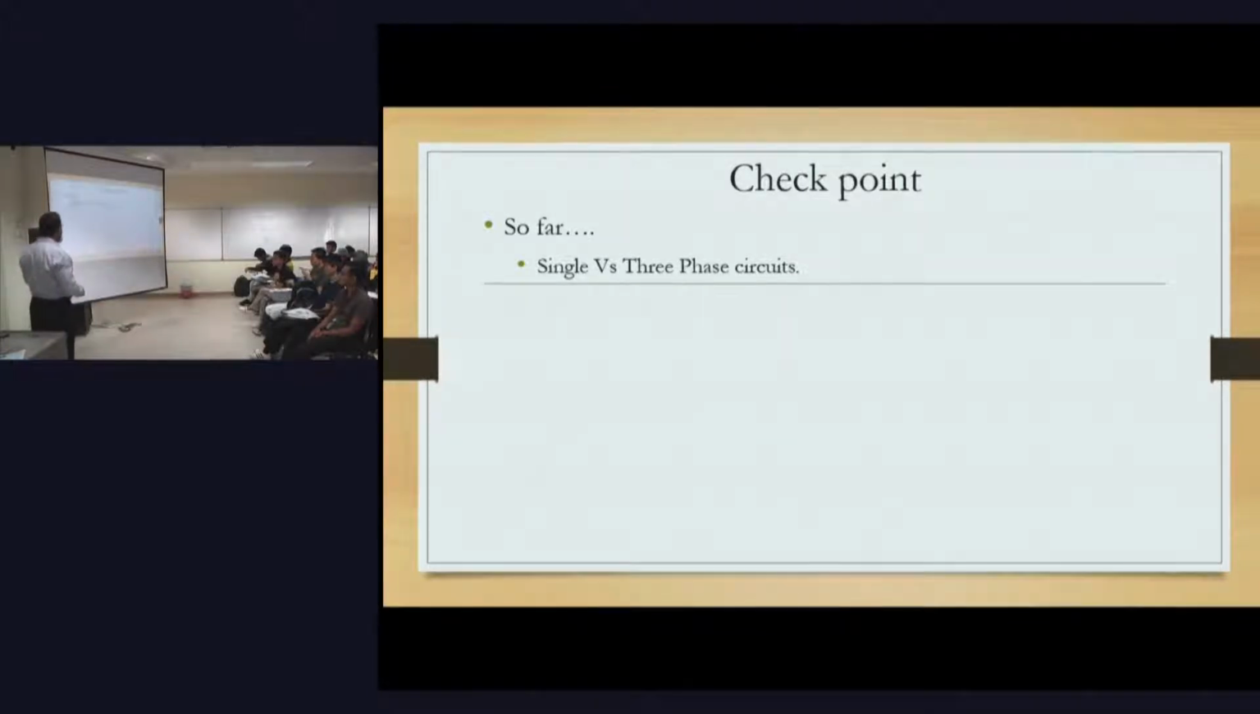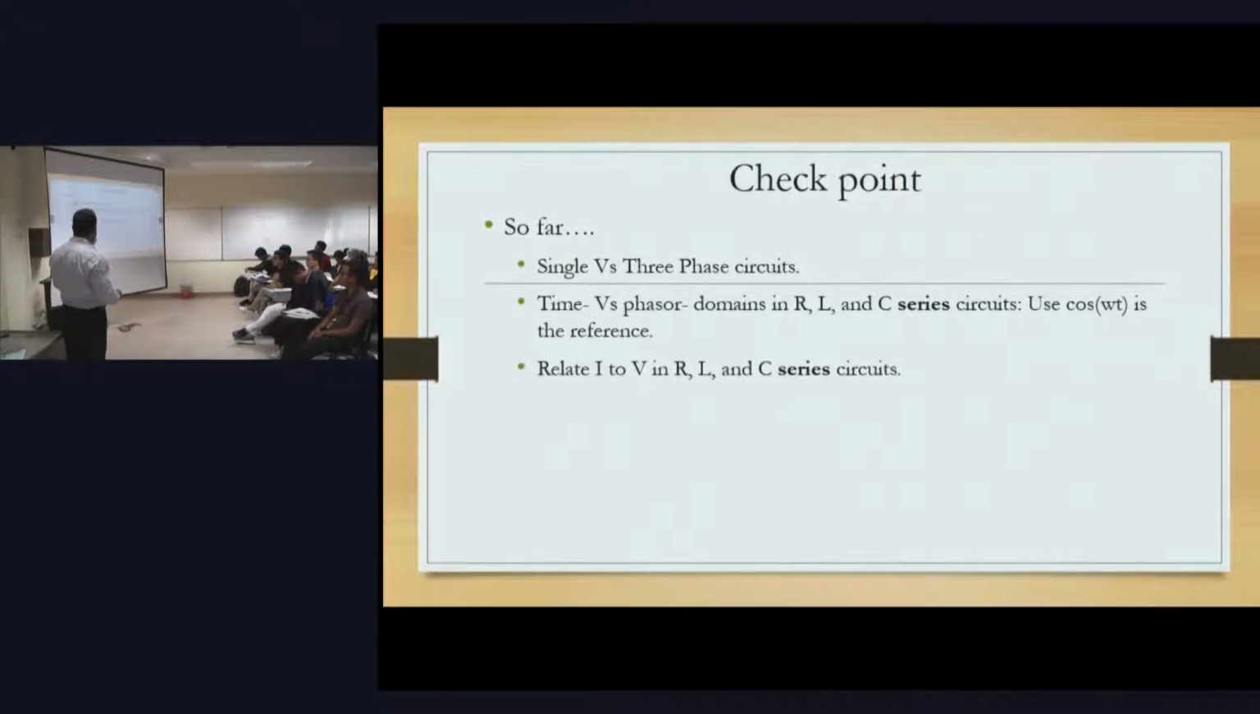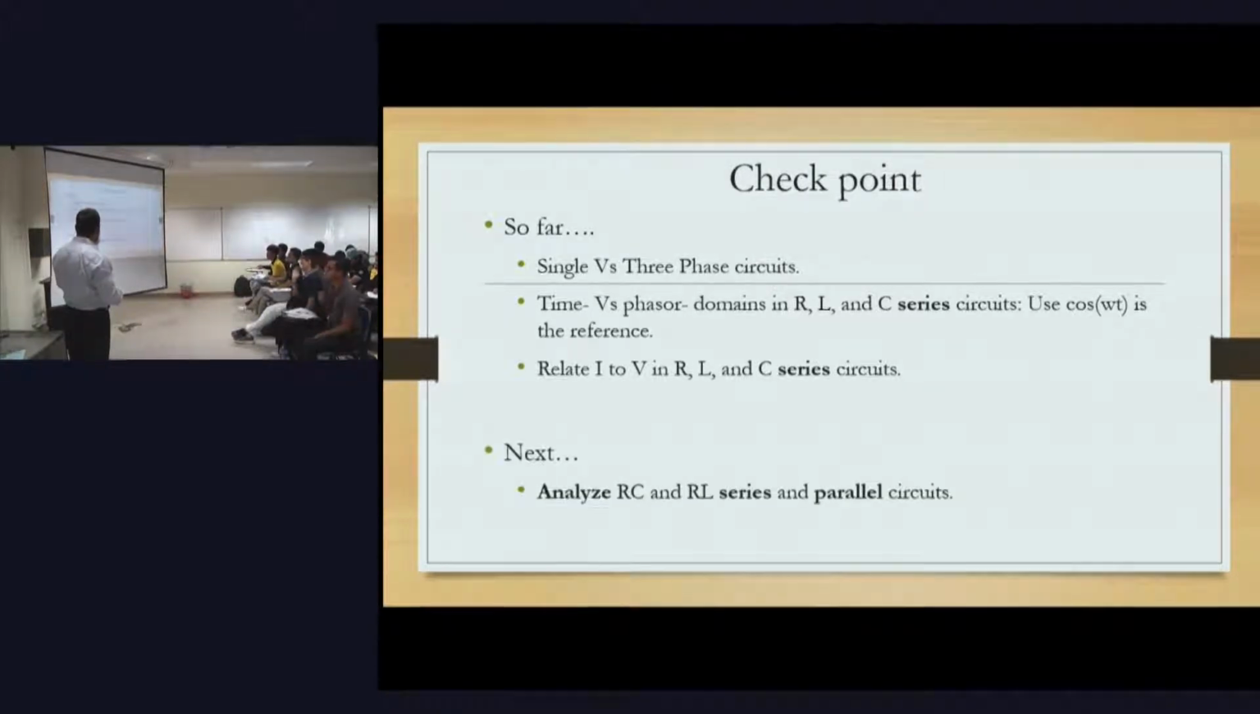All right, so checkpoint. So far, single phase versus three-phase circuits, we didn't really cover three-phase that much, but obviously it will be covered in one of the later chapters. Time domain versus phasor domain for RLC circuits. Use cos as the reference. Remember this one: cos of omega t, or use the signal in its cosine form as the reference. This is very important, especially for your test and in your exam. Make no mistake. To relate I to V in RLC series circuits, we have already covered that.